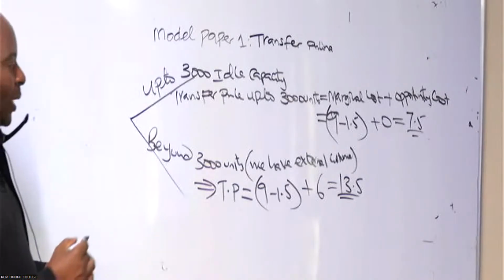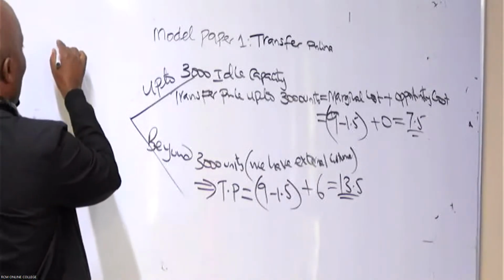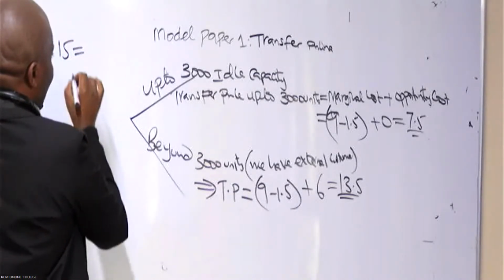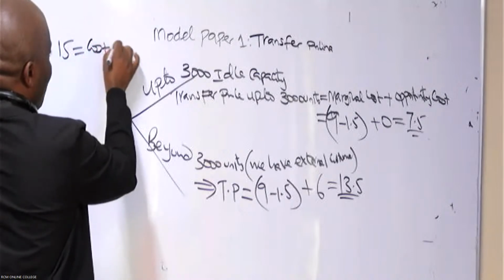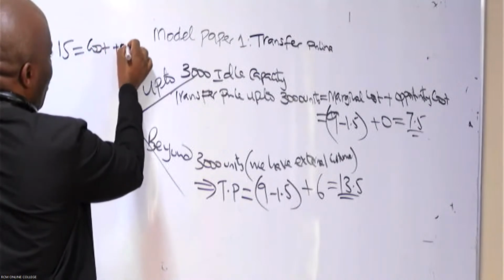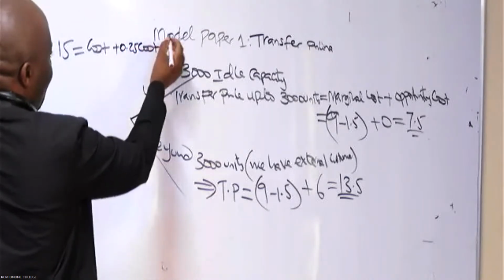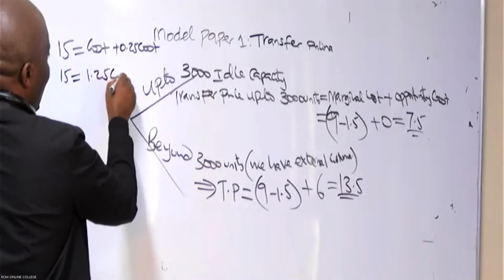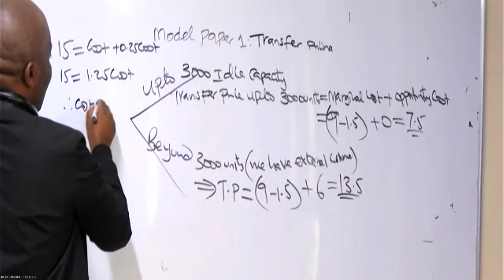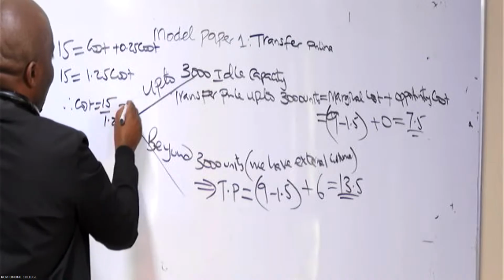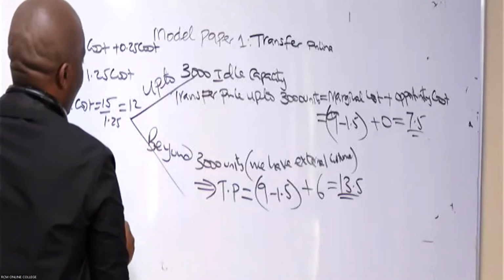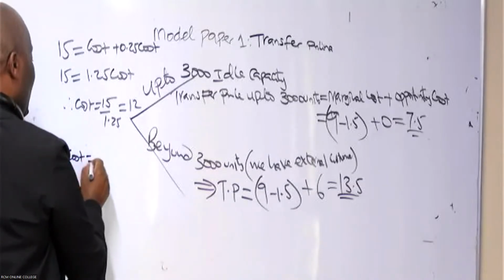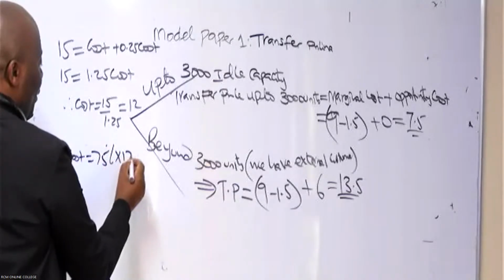So remember, this student who is asking, in this case we are told that the selling price is 15, if you read that question very well. And to get this selling price of 15, we have cost plus profit margin, which is 25% of the cost. So this is one cost plus, so it will be 15 equals 1.25 cost. Therefore, cost was 15 over 1.25, which gave us 12. And on this 12, we are told that variable cost is 75% in that question.